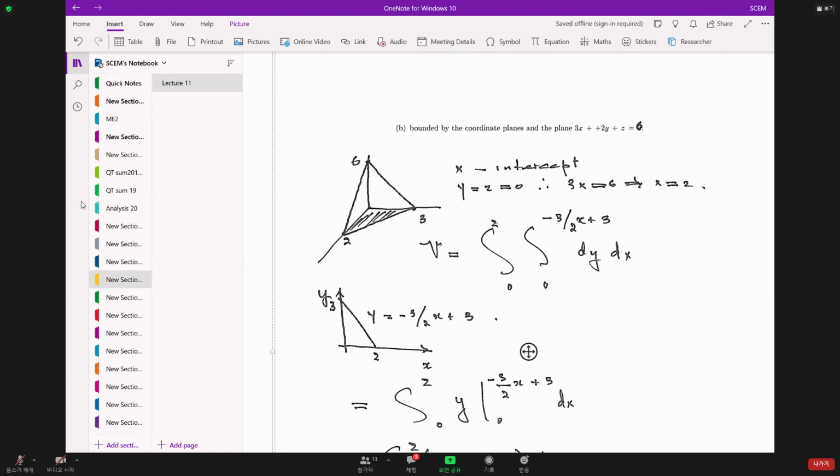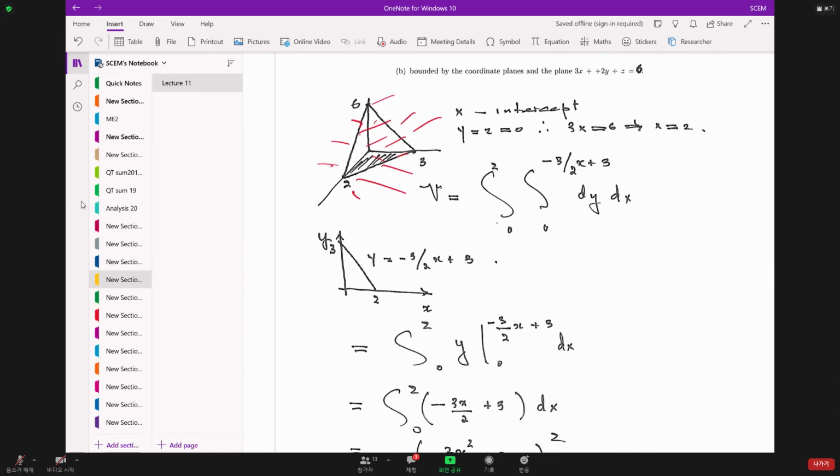Here's a question: find the volume bounded by the coordinate planes and this plane. Here's one coordinate plane, here's another coordinate plane, and here's another coordinate plane. So you have 3 coordinate planes, and here you have this surface. You have to find the volume. Once again, you don't have to use polar coordinates, only rectangular coordinates. So this is the region you're after.